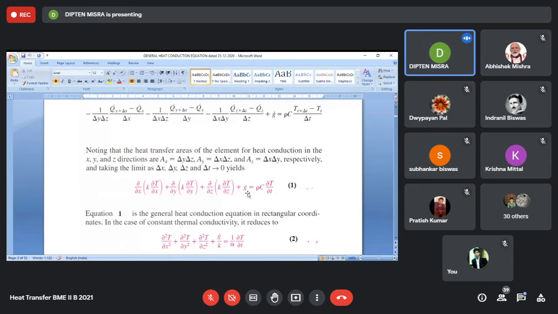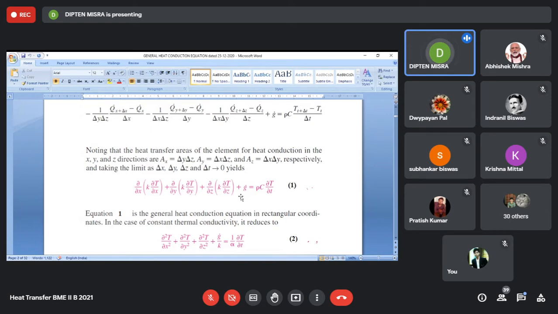And this term indicates the rate of heat generation per unit volume. Again, this is a term that we sometimes call a source term. It is not necessarily a source term that will evolve heat. There may be a case where it can also absorb heat. In that case, it will appear as a negative term. And in some cases, this term may not be present at all. In many cases that we deal with, there may not be any internal heat generation at all. There may not be any source or sink term. In those cases, this term also will be absent.